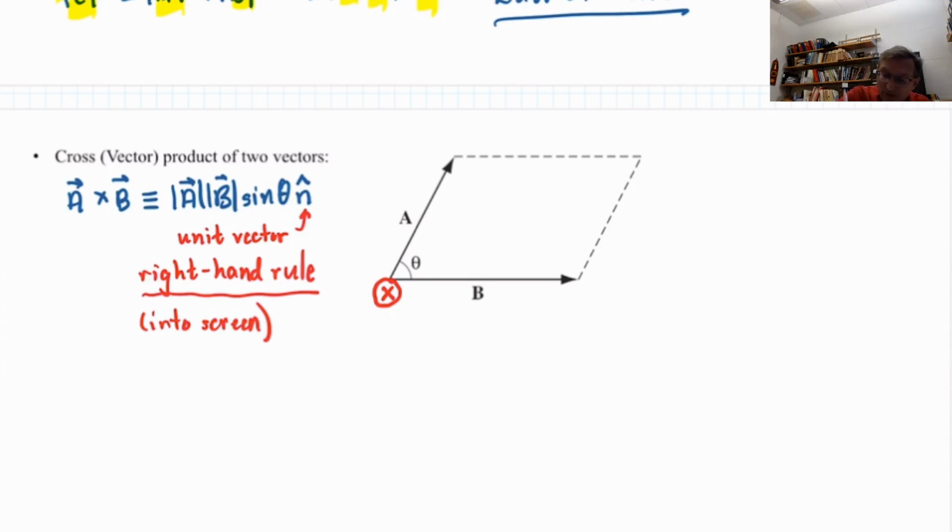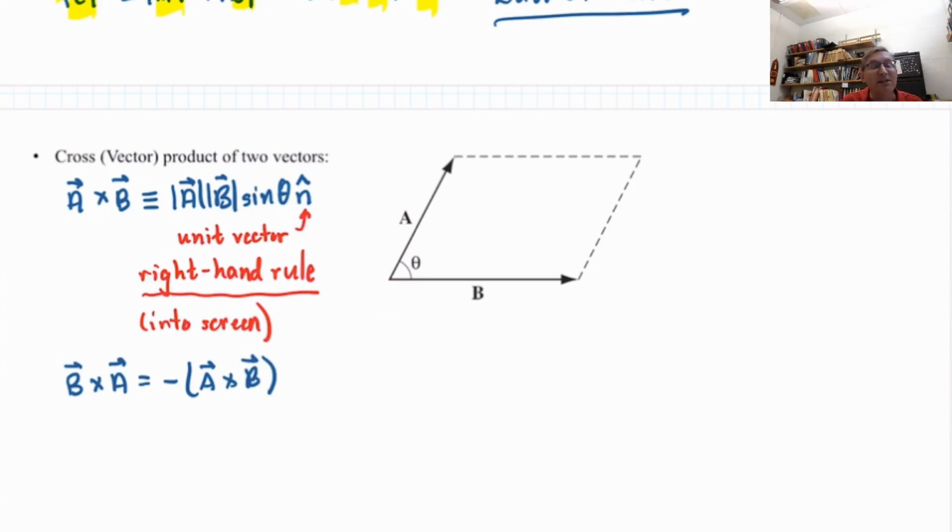Note something important. The cross product, or the vector product, is not commutative. In other words, the order matters. If I were to do B cross A, I would get exactly the negative of A cross B. Reversing the order of the two vectors in the cross product gives you a negative sign. And that follows from the right-hand rule here.